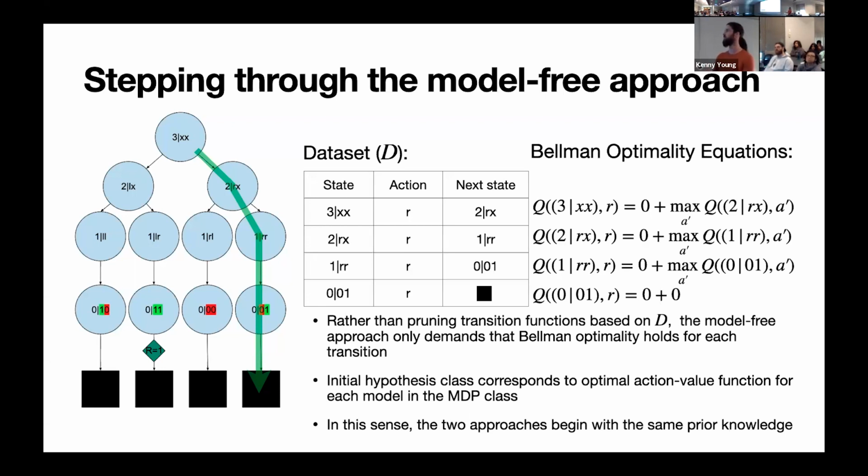But the initial set of value functions I'm considering is only those that are the value functions of some model in that initial class. This is the sense in which I'm enforcing that the two approaches begin with the same prior knowledge. Maybe you could agree or disagree with this, but I think it's a valid way of saying we've encoded the same world knowledge in our value function that we've encoded in the model. So we're only considering the set of value functions that are possible under some model in the class, and then we're using these Bellman optimality equations to prune out the ones that are not possible given the data.